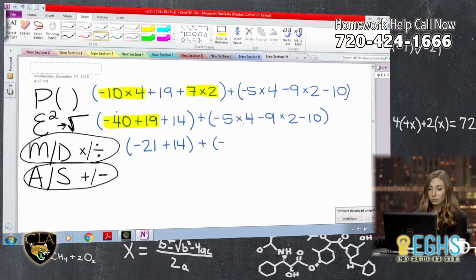And then again, just rewrite everything else. Now it might seem annoying to rewrite everything else, but honestly, it's worth it because it keeps you organized and it keeps you from making mistakes. Really, really does. Then we can finally finish this. In this parentheses, we have the negative 21 plus the 14, and that's going to give us negative 7.